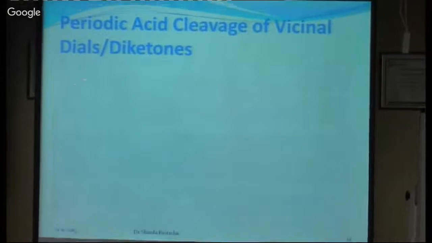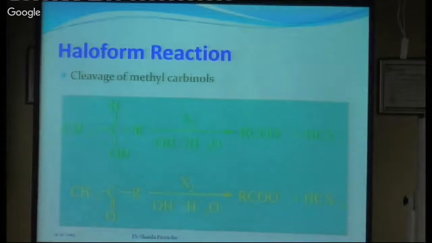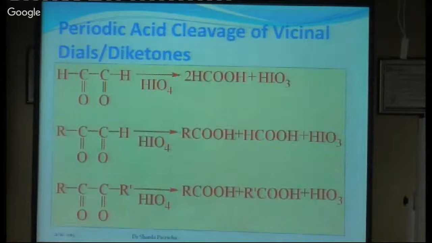Only cleave this bond, which is linking the two carbonyl groups, and convert each of them into the carboxylic group, right? Another example you can see here. And one more example is here. Three different types of 1,2-dicarbonyl compounds on cleavage, giving you different types of carboxylic acids as the products, right?